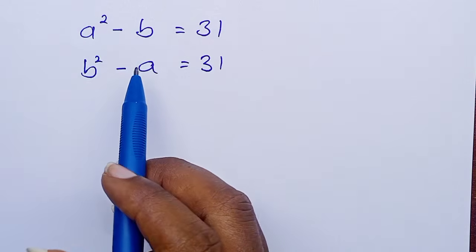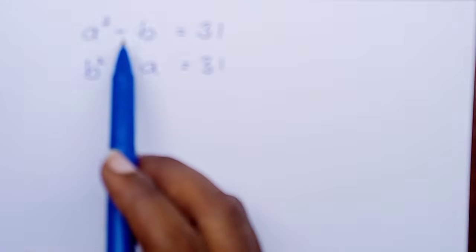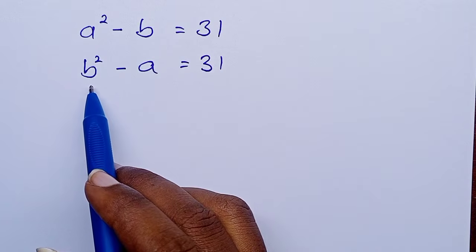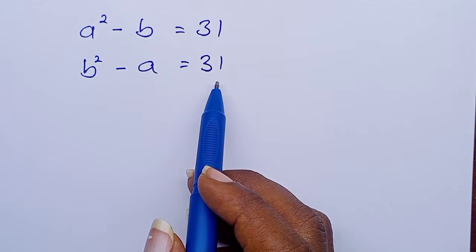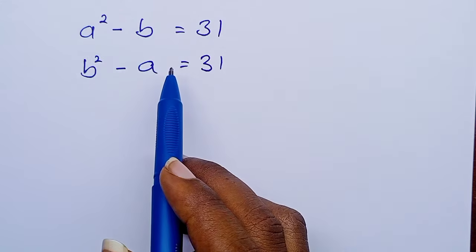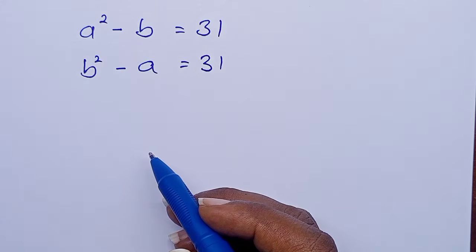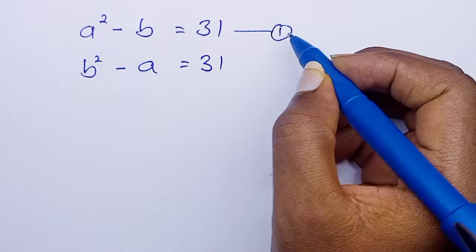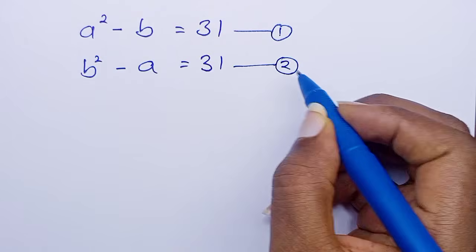In this video, we have been given that a squared minus b is equal to 31, and also b squared minus a is equal to 31. So they want us to solve for a and b. So let's call this equation 1 and this equation 2.